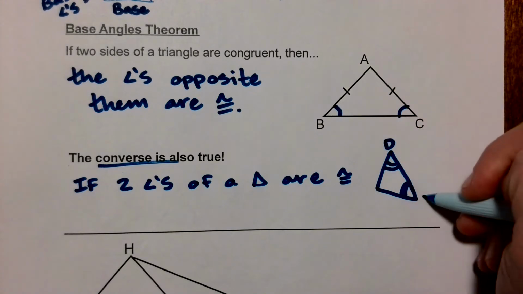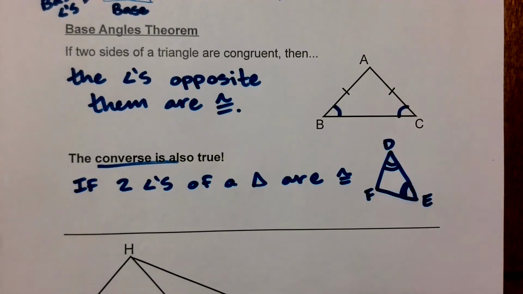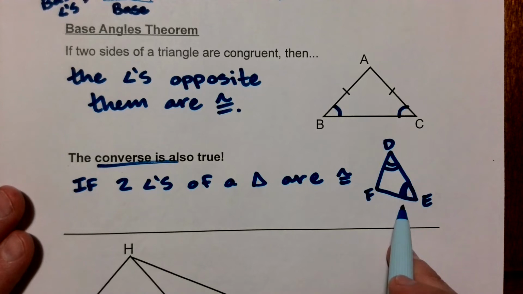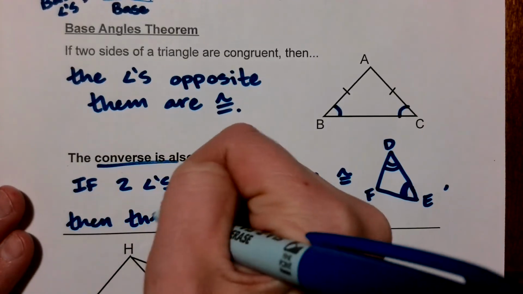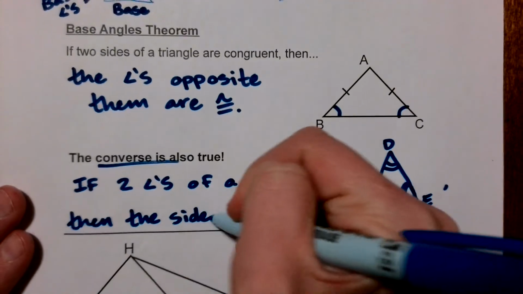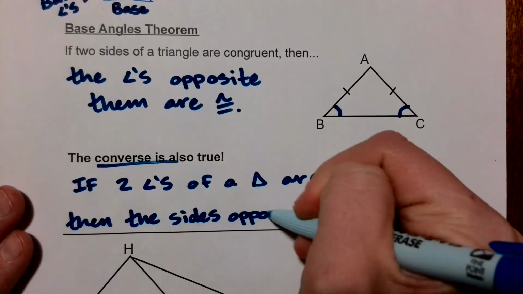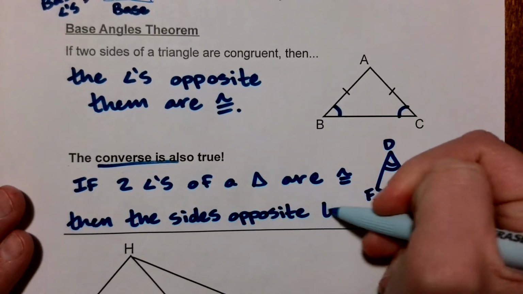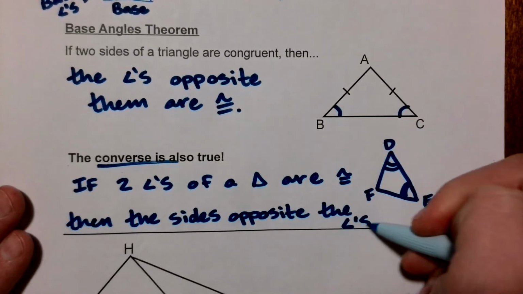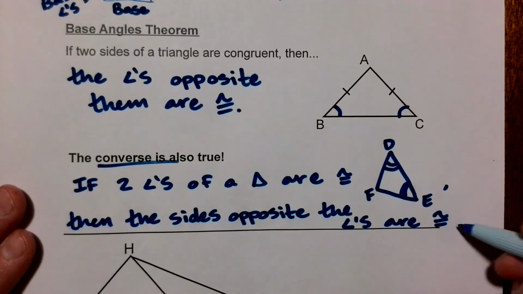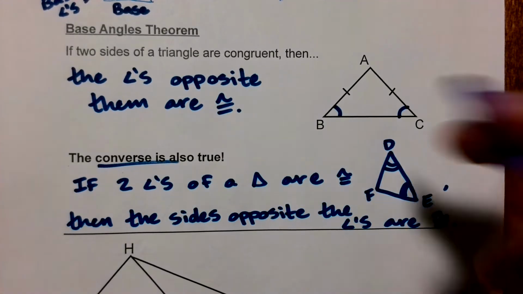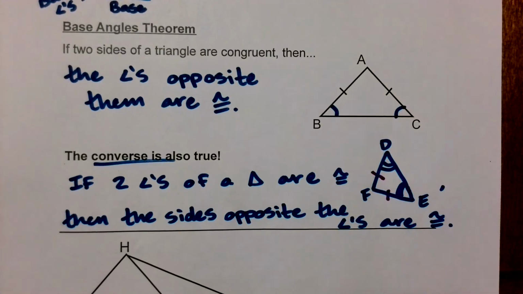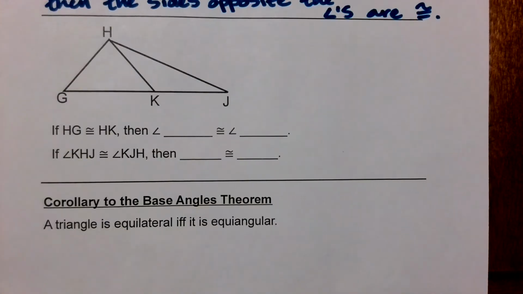And maybe you've got DEF. So if two angles of a triangle are congruent to each other, then the sides opposite them are congruent. The angles are congruent. So we would say, if this is true, then I know DF is congruent to FE. So with this theorem, we could use it to draw conclusions.